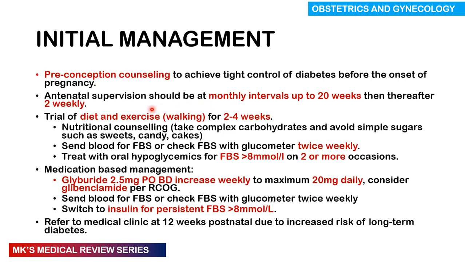Then nutritional counseling: you should advise them to take complex carbohydrates. They should avoid simple things like sweets, candy, honey, cakes, because those tend to cause wide variation in the blood glucose. Then you should send blood for the full blood count, and advise them to get a glucometer, such that they should be checking their fasting blood glucose at least twice weekly, recording it in a book. Then we treat them with oral hypoglycemic agents if their fasting blood glucose is greater than 8 millimoles on 2 or more separate occasions.